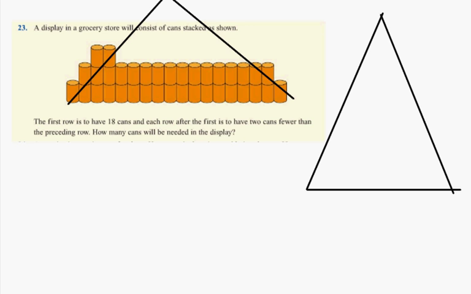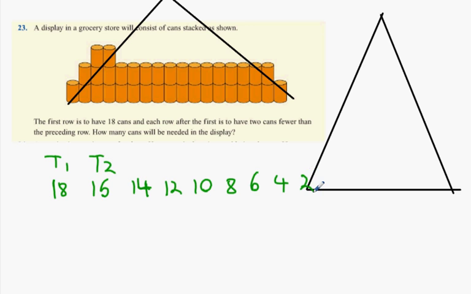Now, what we're going to do next is T1 is 18, T2 16, 14, 12, 10, 8, 6, 4, and 2. Everybody right with that? Why isn't there 1 on the top? Because it says each row after the first row has 2 cans fewer than the preceding row. So it goes straight to 0 in my opinion.